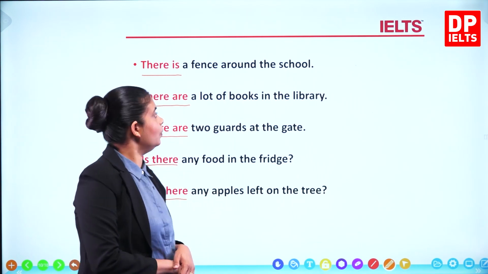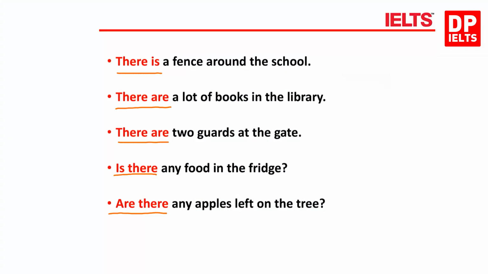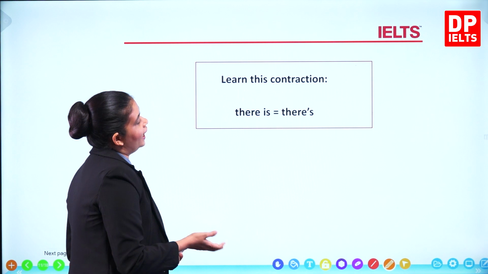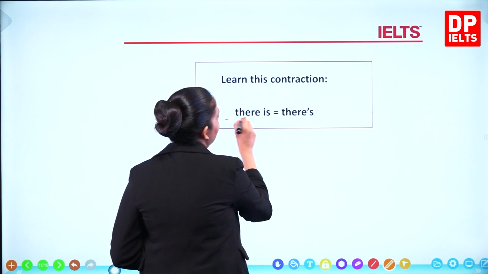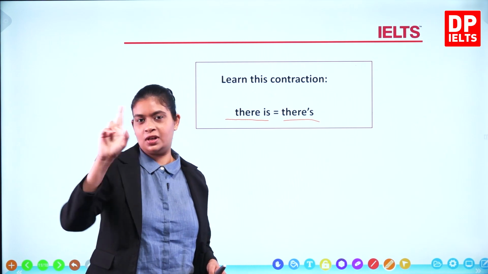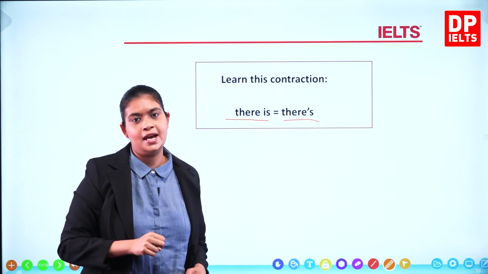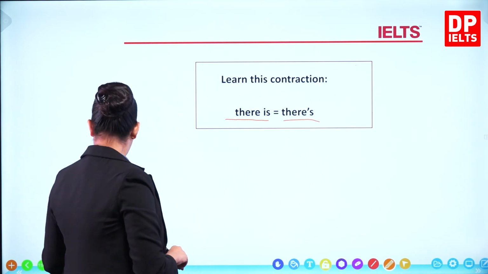Right? So you have to understand when it is singular, you use there is. If it is plural, you can use there are, as I told you. Let's have a look at the contraction. There is. So as I told you, contractions are words when you put it together. There is together, there's. Right?